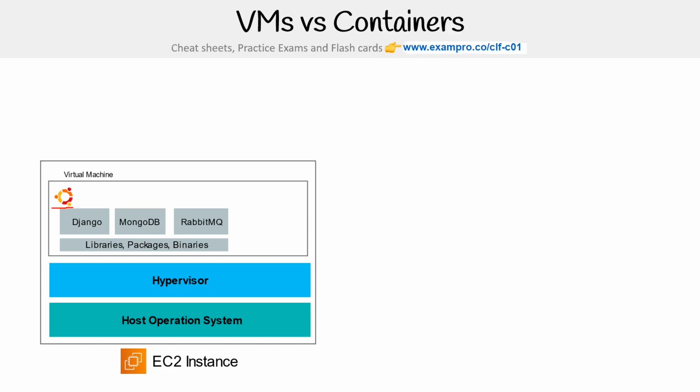But the difficulty with virtual machines is you're always going to end up with some unused space, because you're going to want to have some headroom to make sure that if Django needs more memory or MongoDB needs more storage, you have that room that you can grow into. But you're always paying for that even when you're not utilizing it. And so that can be not as cost effective as you'd like it to be.